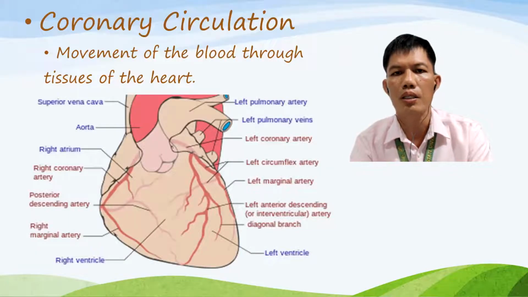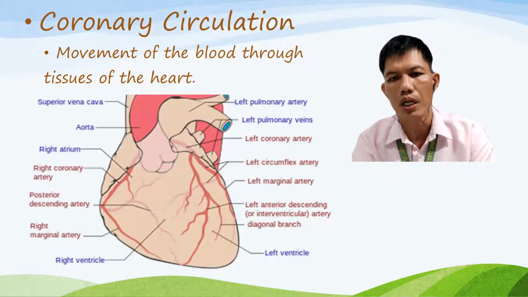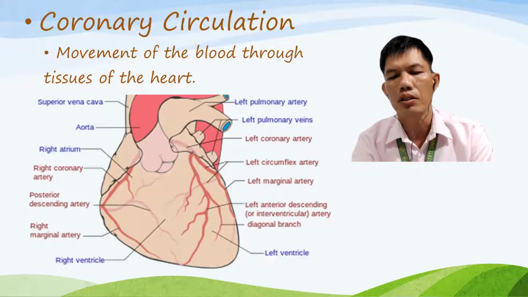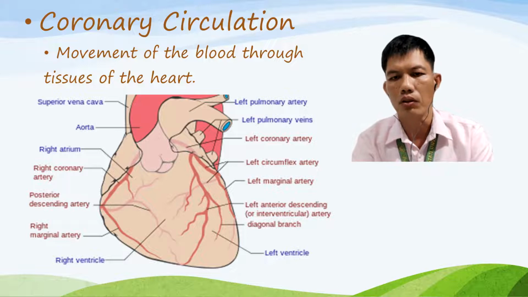Then we have the coronary circulation. It is the movement of the blood within the heart. When we say coronary, crown, the heart has a crown: the left circumflex artery and the right coronary artery. These are the arteries which are blocked when there is a disease called coronary artery disease or heart attack. The arteries are blocked by cholesterol.